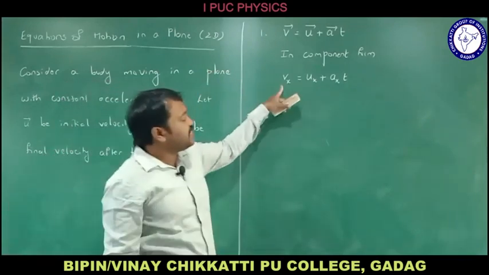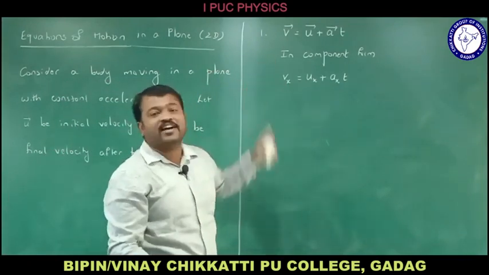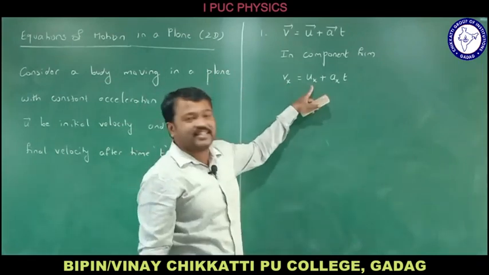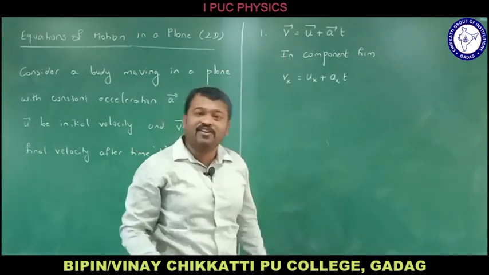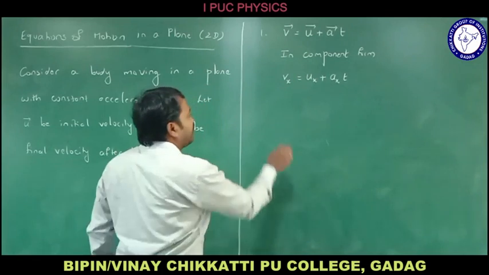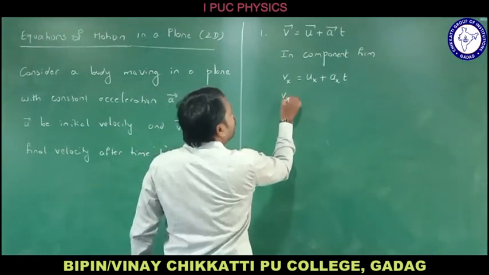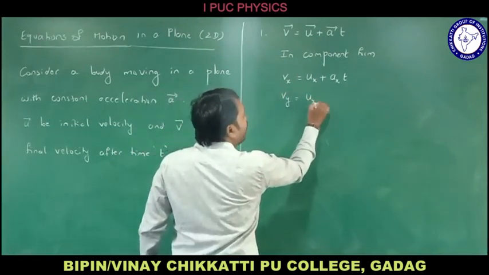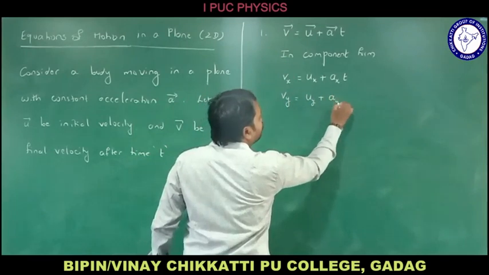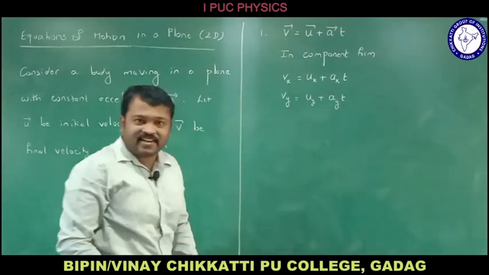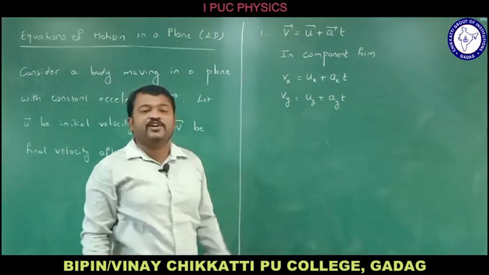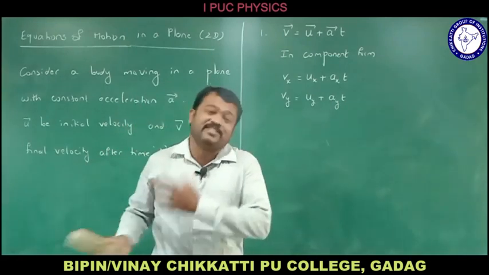So vx is the component of v along the x axis, ux is the component of u along the x axis, right? Now let me write this along the y axis: vy is equal to uy plus ay into t, right? So we got two equations. Why did you get two? Because it is two dimensions, right?